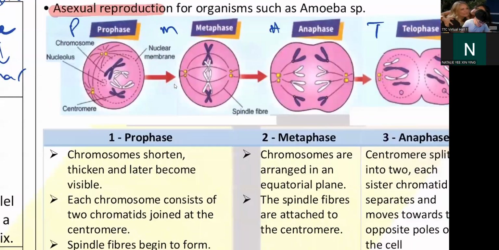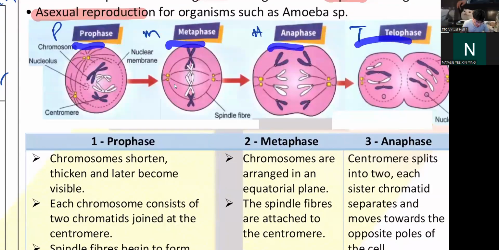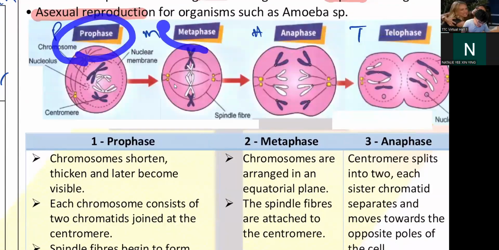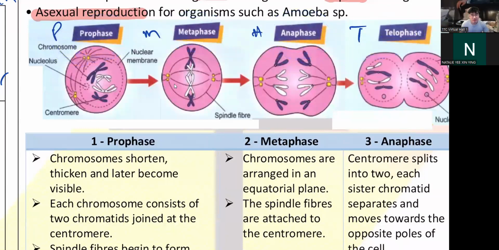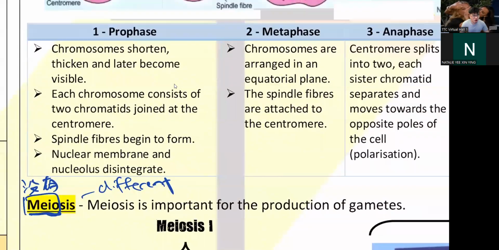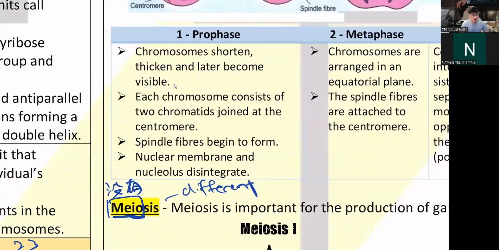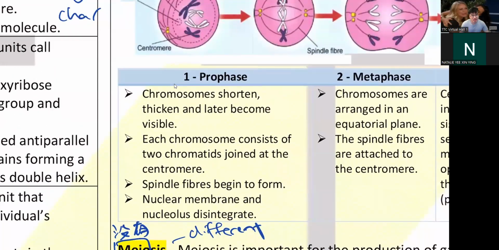So you have 4 phases, PMAT: prophase, metaphase, anaphase, and telophase. You see all these points. I don't know whether your school teacher tells you to remember all of these. Most school teachers say all these points you should know. No. For me, to make things simple, I just remember 1 point for each phase.